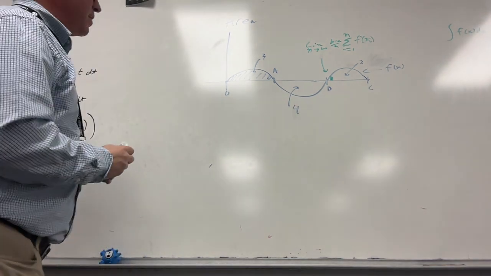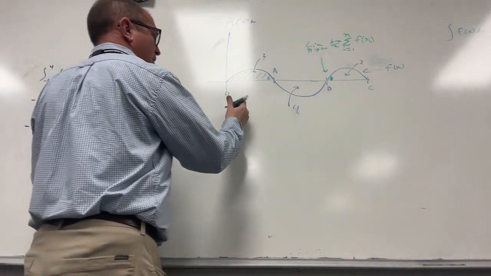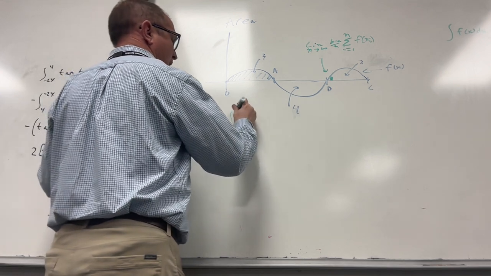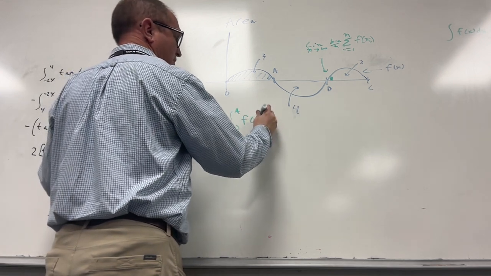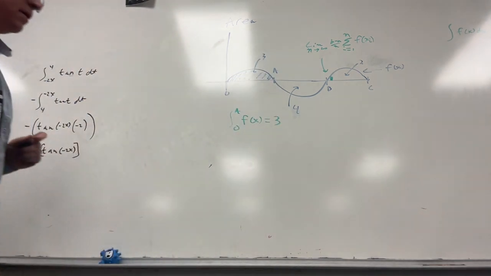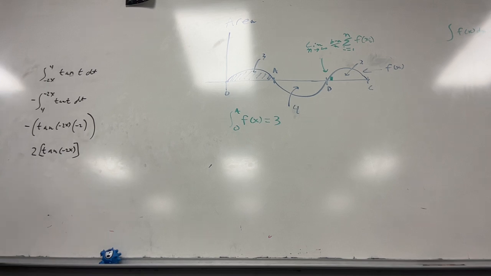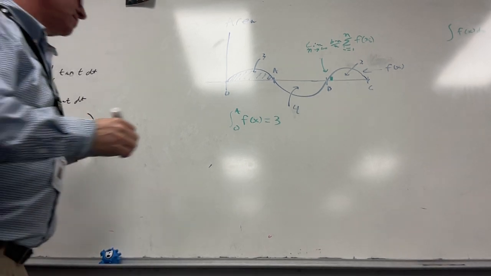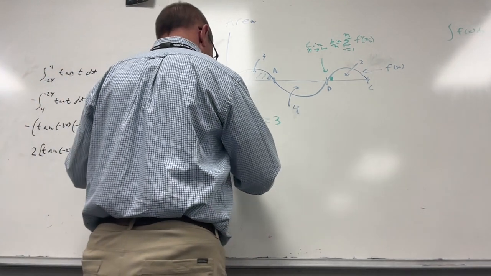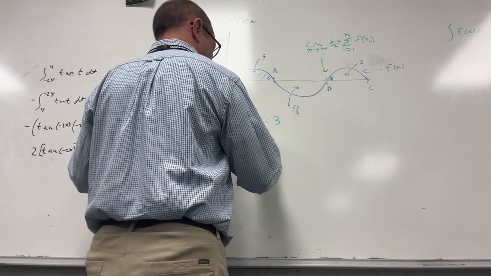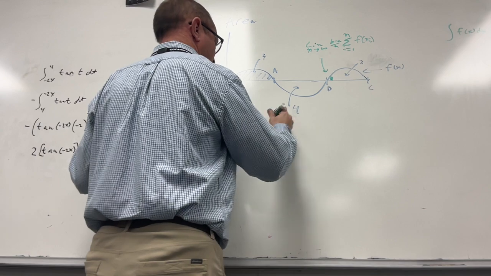So if we go from there and we're talking about the integral from 0 to a of f of x, it would equal that area. In this case, it would be 3. So 0 to a of f of x would be 3. Now, if we go from 0 to c of f of x dx, I'm sorry, I left off the dx here.